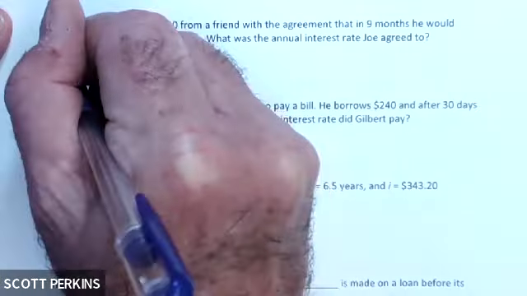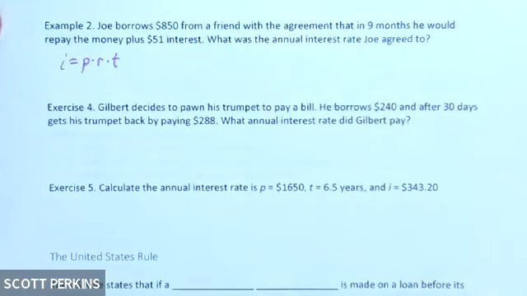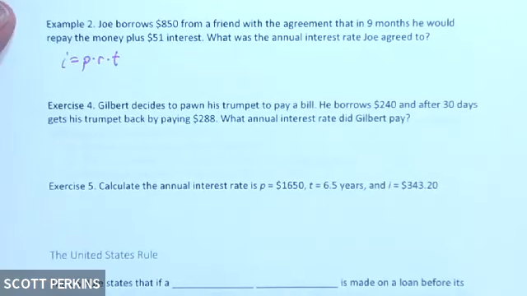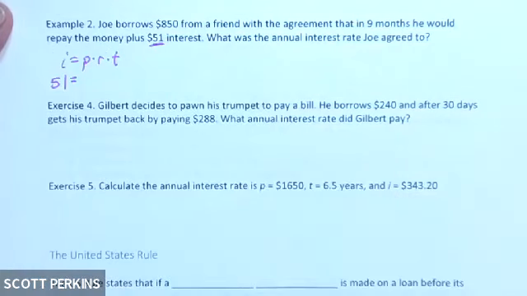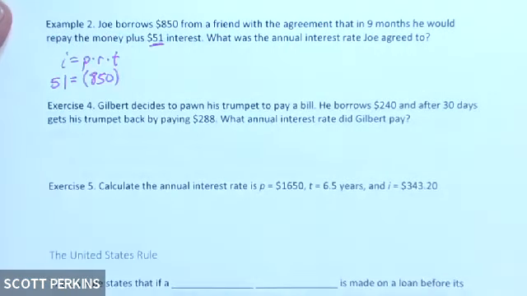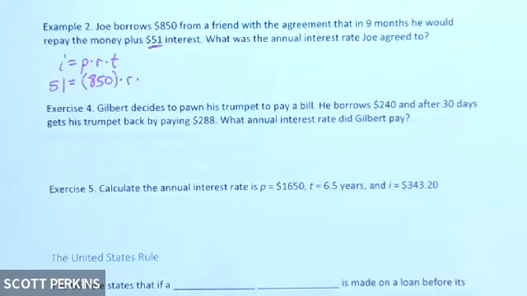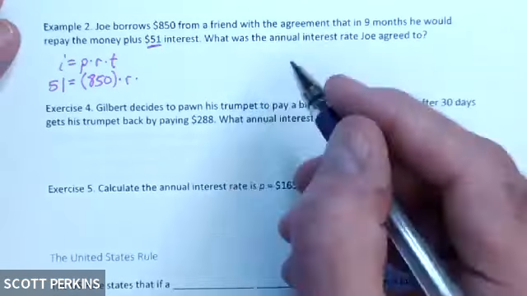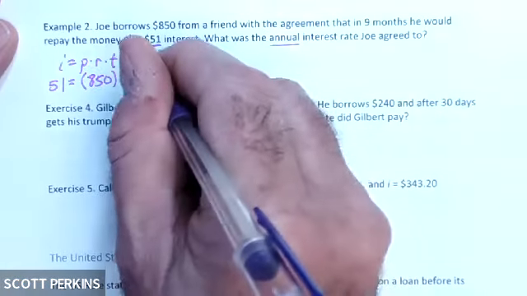So here we go. I'm just going to write down the formula. Interest is principal times rate times time. I'm going to plug the appropriate number in the appropriate place. I am told the interest is $51, so 51. The principal is the $850 Joe borrowed. The rate is what we're looking for. And time has to be in years, since we want an annual rate, so that's 9 out of 12.